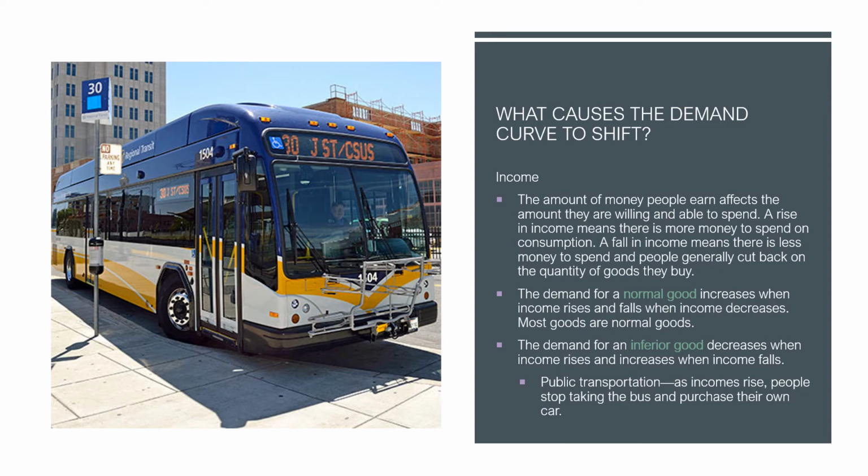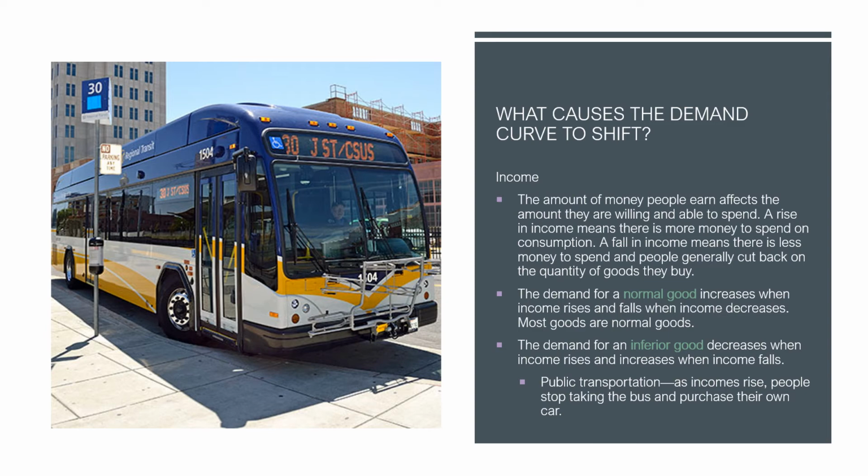In developing countries such as India and China, bicycles are an inferior good. As people become wealthier, they tend to buy cars and fewer bicycles. Canned meat and processed cheese are other examples of inferior goods.